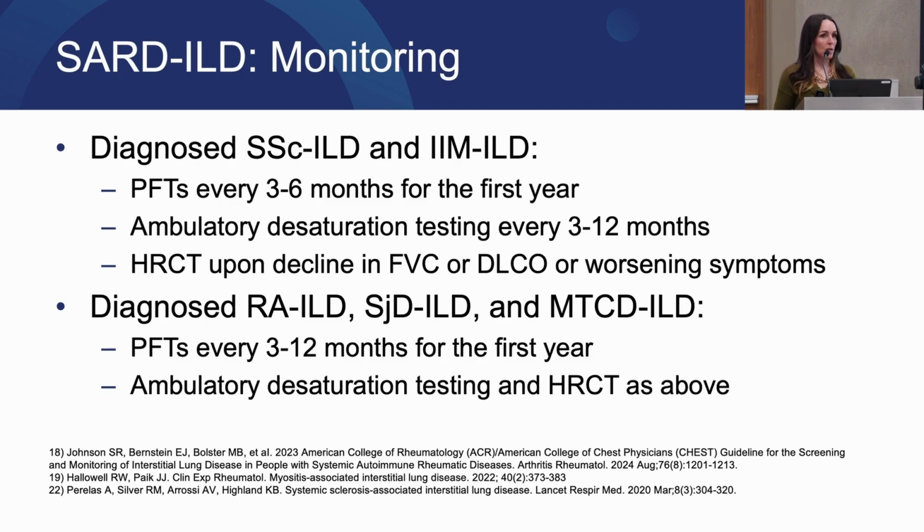We want to make sure that we're looking for desaturations in their oxygen levels, and oftentimes you're going to find it first with ambulation. Oftentimes at rest, unless they're obese, we're not usually going to see that, but with ambulation, we're likely to see it first.